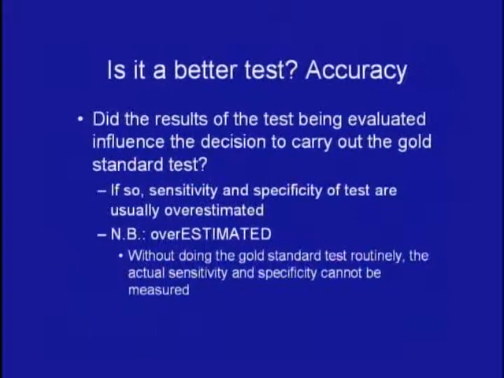And the third key criterion is: did the results of the test being evaluated, in this case thin layer paps, influence your decision to carry out the gold standard? If the results of the test you're studying determine whether or not you do the gold standard, you pretty much always get an overestimate of the sensitivity of the test, and sometimes you'll get an overestimate of the specificity. And again, nota bene, overestimated, because if you don't do the gold standard in everyone, you can't determine what the sensitivity and specificity is. You can only make an estimate. You can only take some sort of a guess.